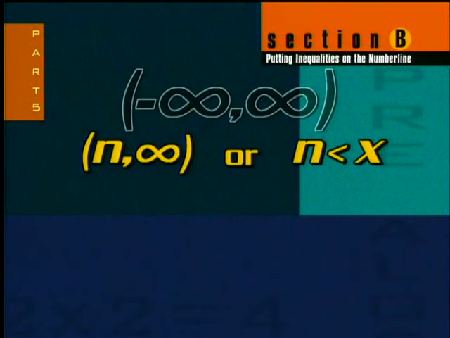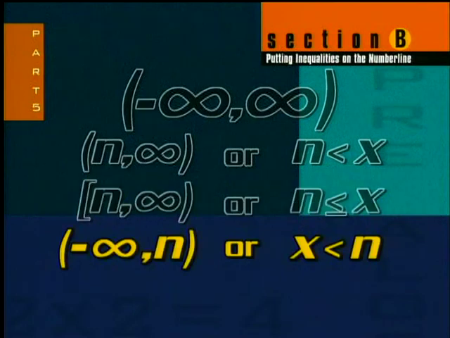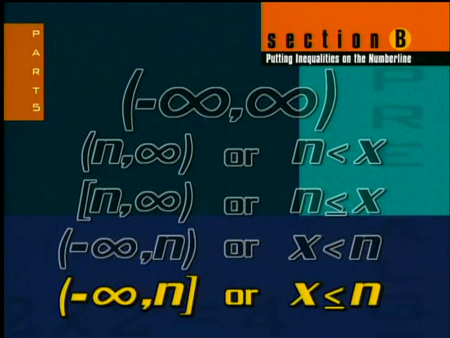So when we're talking about intervals with infinity, we have 5 basic combinations that we come across. Take a peek and see if you remember them all. All real numbers. All numbers greater than n. All numbers greater than or equal to n. All numbers less than n. All numbers less than or equal to n. Okay, just a little bit more about number lines and intervals.